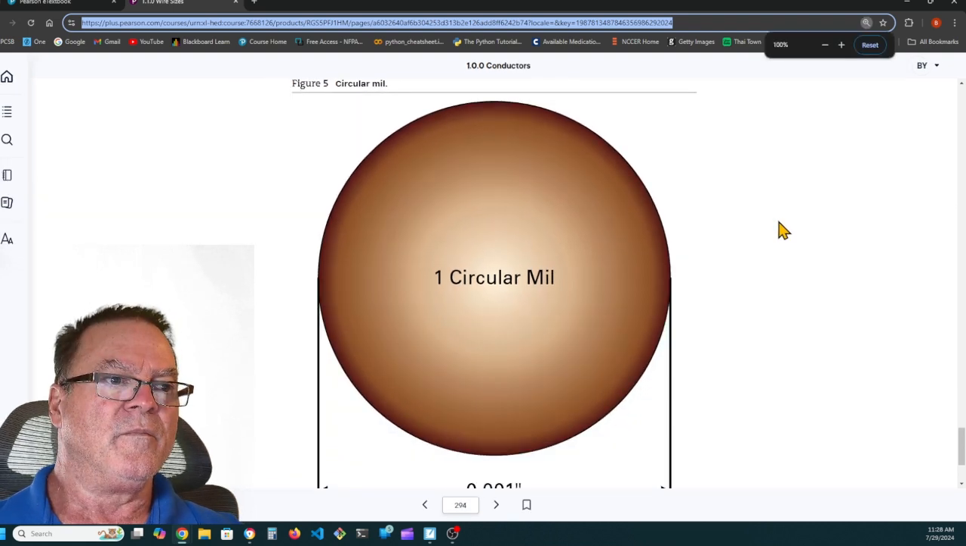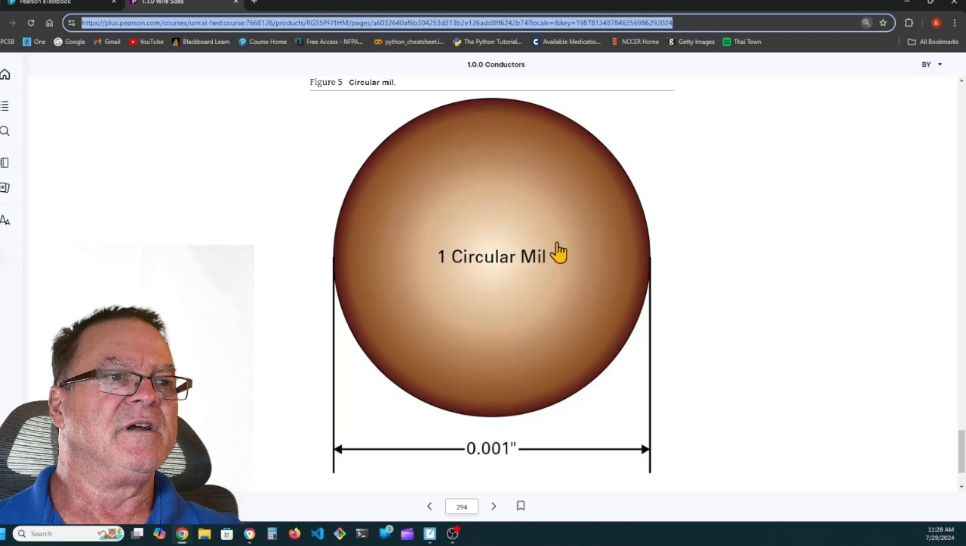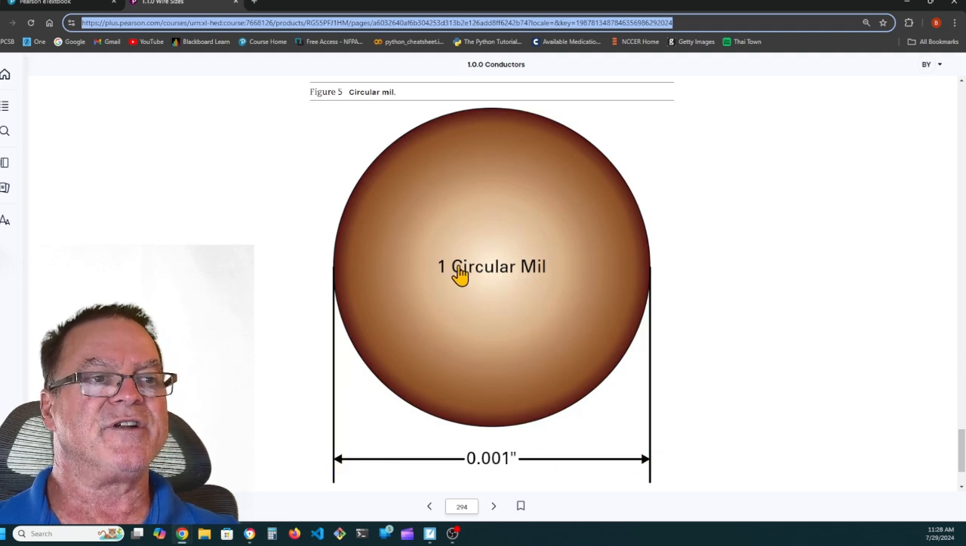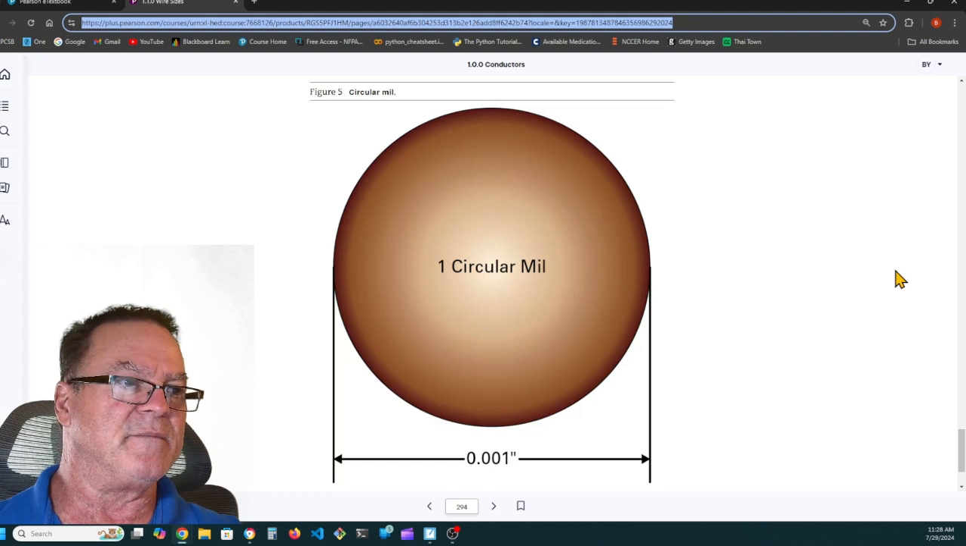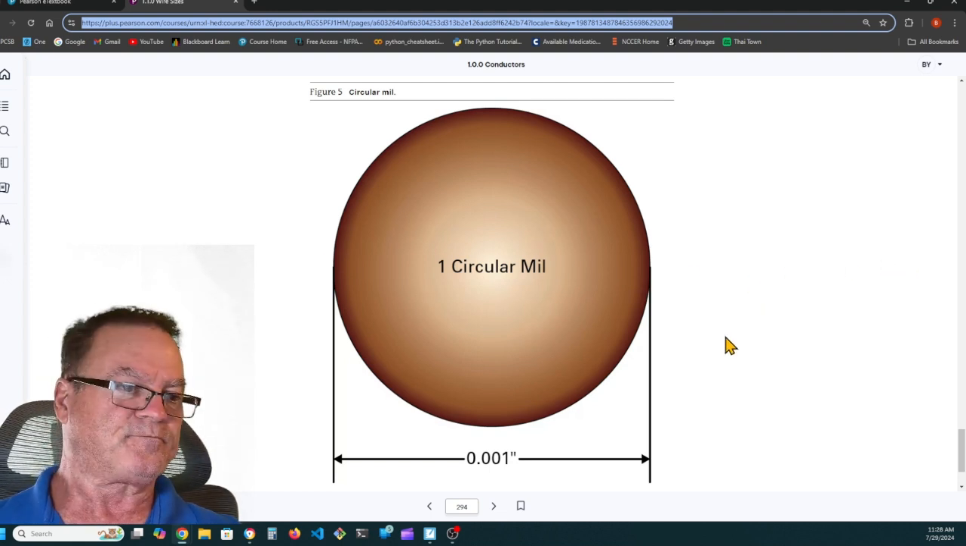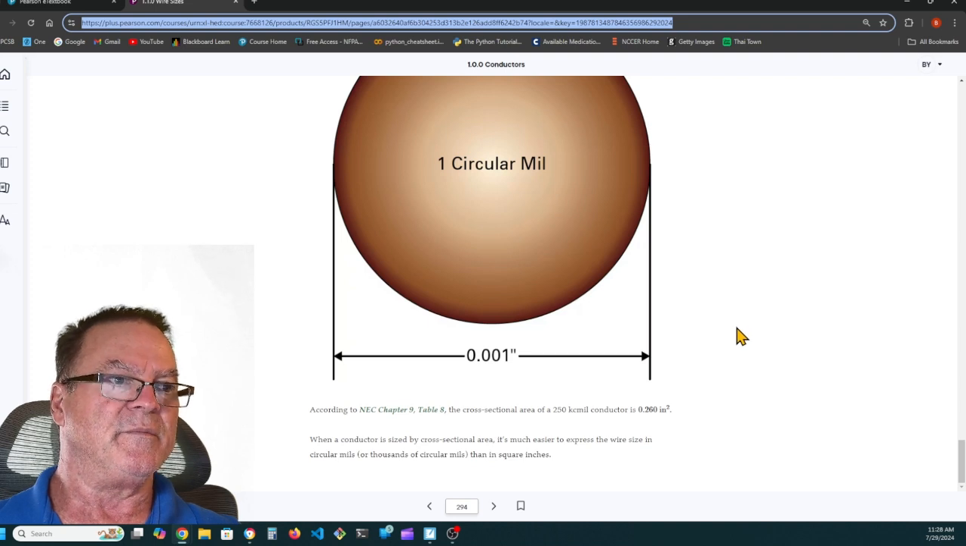So this is a diagram of a circular mil. It's magnified because it's actually 1/1000th of an inch. If I had 999 more of these and I stacked them side by side, it would only take up an inch. It's a circular mil.